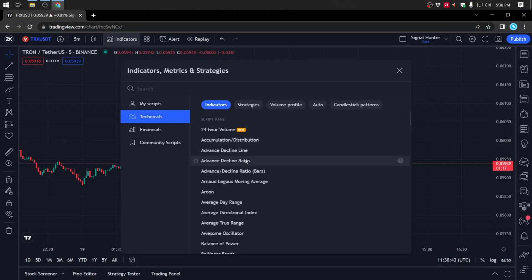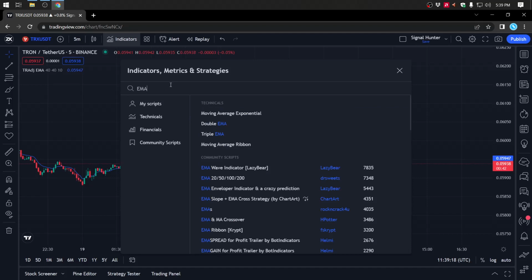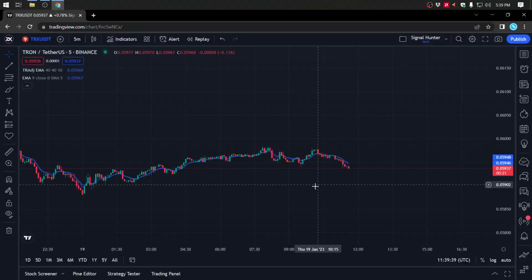The first indicator name is TASC 2023, and you can see it right here, TASC 2023. You can see one indicator by Pine coder TASC. The indicator name is TASC 2023, so I simply click to add it on my chart. And the second indicator is EMA. Also right here, EMA, you can see another indicator. The name is Moving Average Exponential, so I simply click to add it on my chart as well. Alright, we have successfully added today's indicators.